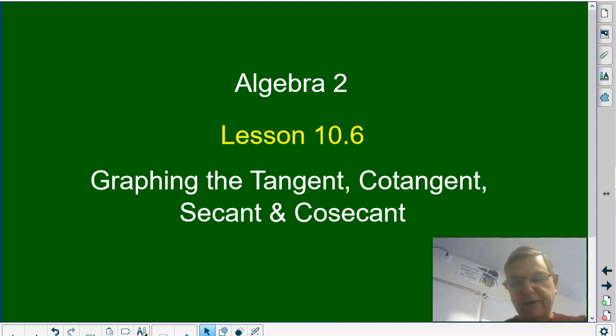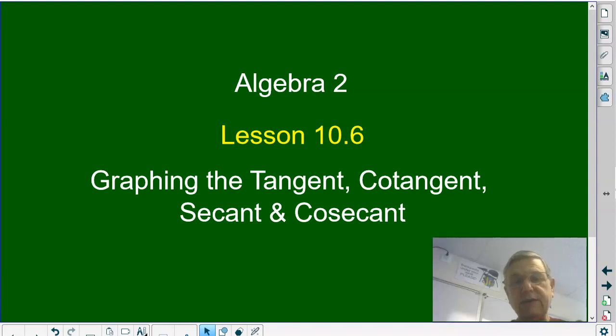All right, class, so this is 10.6, and boy, by this time we're probably pretty used to the distance learning. You know, I'm recording this ahead of time, and I'm hoping by now maybe things are back to normal. We will see. Anyhow, here's 10.6, graphing the tangent, cotangent, secant, and cosecant.